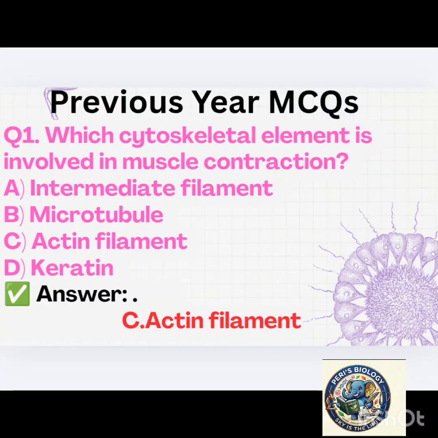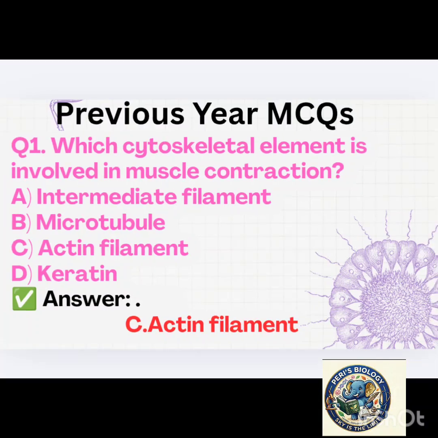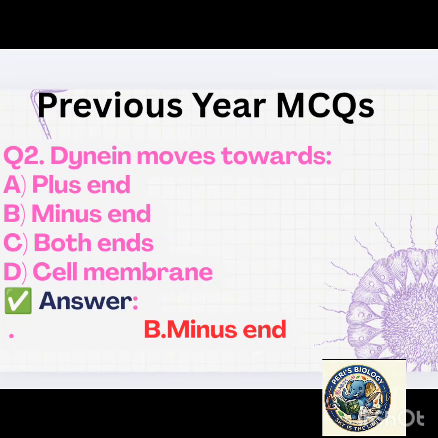Which cytoskeletal element is involved in muscle contraction? The options are intermediate filament, microtubule, actin filament, and keratin. The answer is actin filament. Actin along with myosin enhances muscle contraction. Next question. The dynein moves towards. Options are plus end, minus end, both ends, and cell membrane. The answer is minus end.